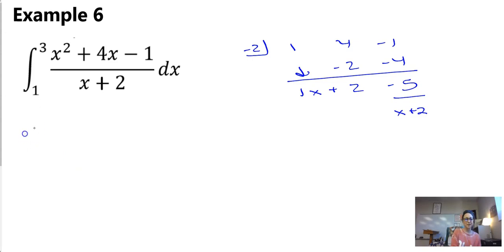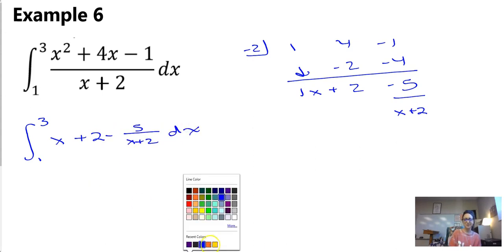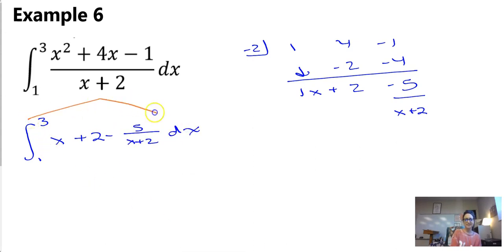So we can rewrite the integrand. I still have integral from 1 to 3, but the integrand can become x plus 2, which is great because those I can antiderive easily, right? Then minus 5 over x plus 2 dx. Okay, so once again, these two symbols together mean antiderive this stuff. In this case, then we'll also plug in 3 and 1.